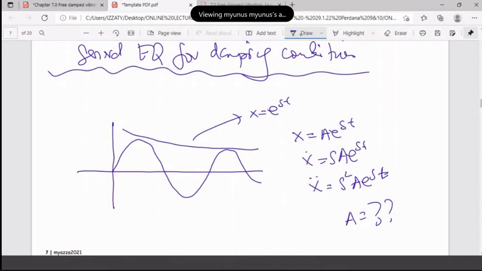Anyone? Yes, correct. The amplitude. So where will be the amplitude? This is the amplitude, this is the amplitude, and this is the amplitude. It will diminish over a period of time.